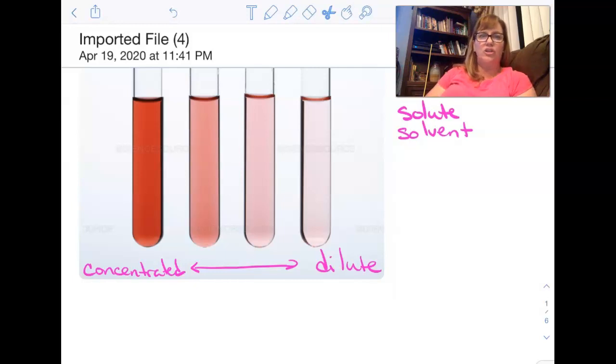So if you think of like sugar water, right? Sugar is being dissolved in the water. Therefore, the sugar is the solute. The water is the solvent. If you've ever had Kool-Aid as a kid, right? Little packets of powder that you opened up and poured into a pitcher of water. The Kool-Aid was the solute, the water, sorry, the water was the solvent. So the more water you added, the more dilute it would have been. Okay.